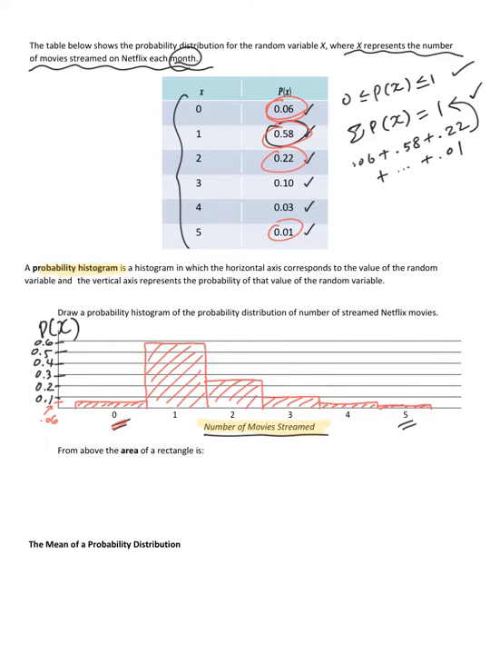Now we have our distribution, so we can talk about the shape. What shape is this? Yes, you guessed it. Skewed right. It's a skewed right distribution. Now what I want to do is focus on this rectangle right here. I'm going to bring this one down, and we're going to talk about the area of this rectangle.